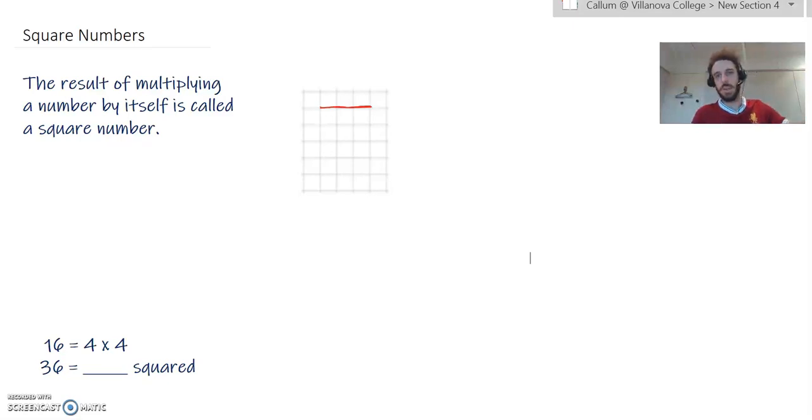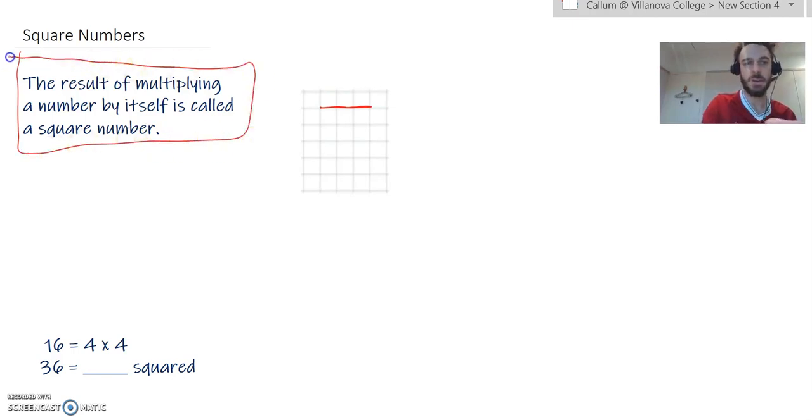So today's lesson is looking at square numbers. Square numbers sounds a little bit weird, but once you break it down, it's actually quite a simple concept to understand. Basically, this is the definition here that we need to have locked into our heads. That is the main goal of our understanding for this lesson. So if we can understand that square numbers is basically the result of multiplying a number by itself.